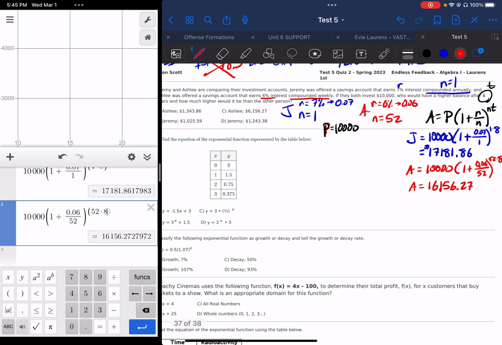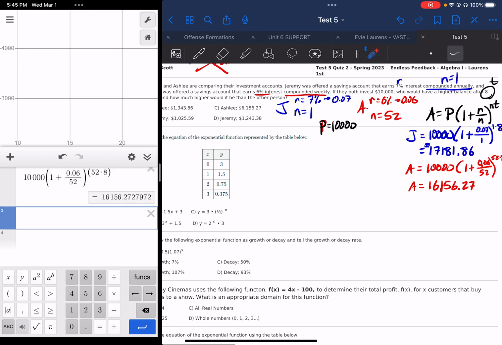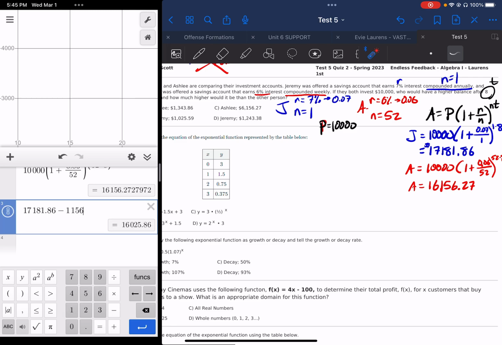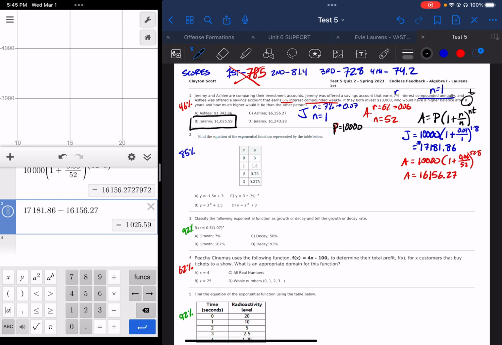So if it says who would have the higher balance and how much higher would it be than the other person? Well, Jeremy has the higher balance, right? And if you subtract their two balances, you can see the difference in those two. So 17,181.86 minus 16,156.27, and the difference in their two balances is $1,025.59. So it's a long problem, but it's just a matter of making sure that you write the equations out carefully, and then answer the question at the end. Who has the higher balance? That's Jeremy. And then how much higher is it, or how much more did he make?